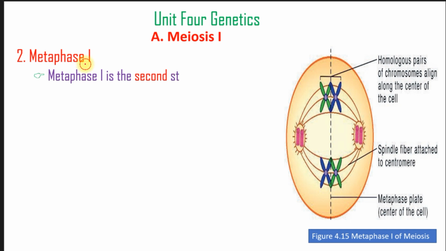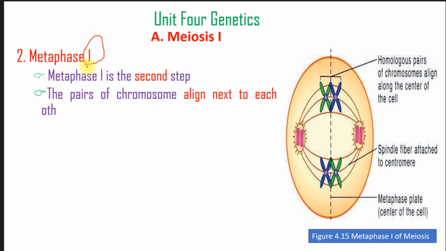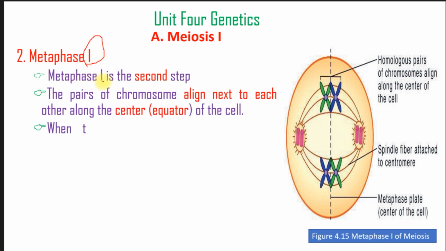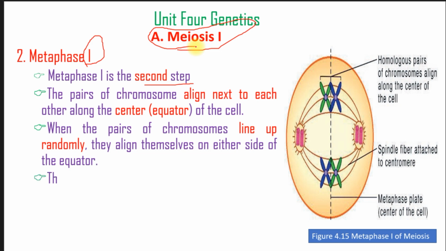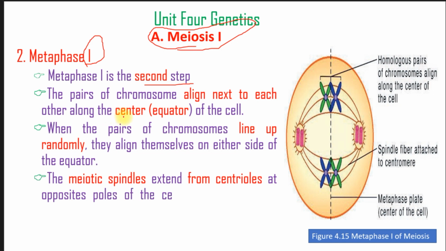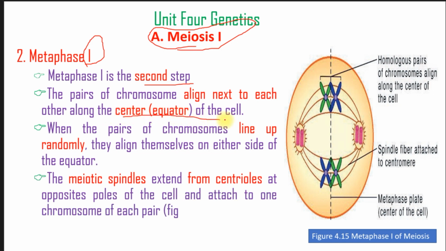Now let's talk about the metaphase. We finish the prophase first, and what happens in metaphase 1? Metaphase 1 is the second step of meiosis first. So the pair of chromosomes align next to each other along the center of the equator of the cell.